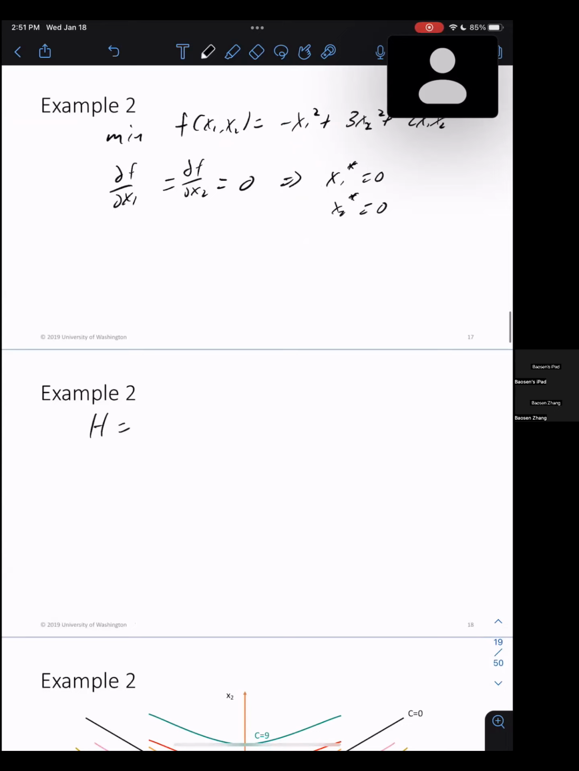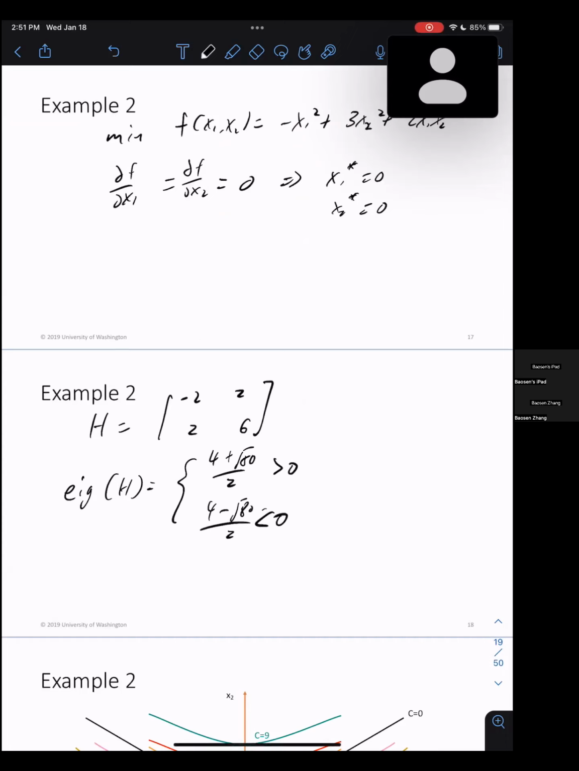Now you can compute the Hessian for this problem. The Hessian you get is -2, 2, 6. Okay? You get this Hessian, and here the eigenvalues are 4 plus square root of 80 over 2, which is bigger than 0, and 4 minus square root of 80 over 2, which is less than 0.